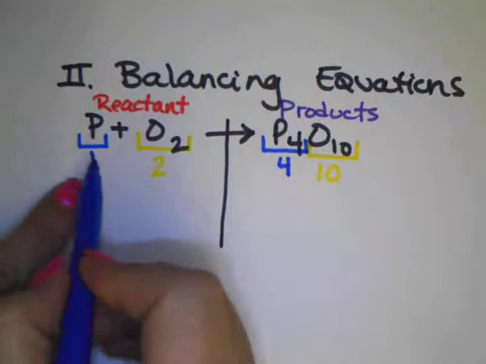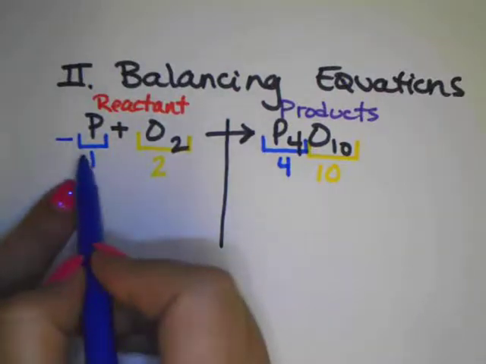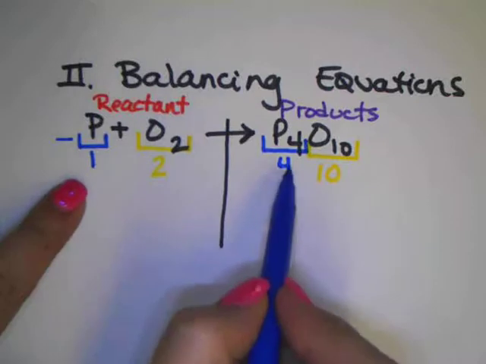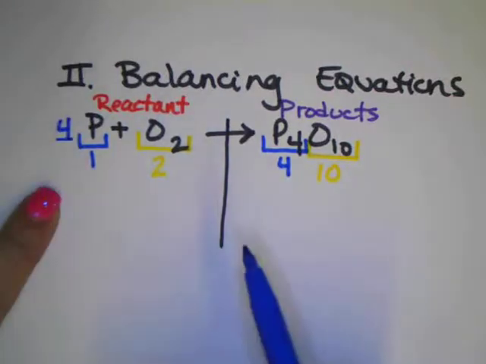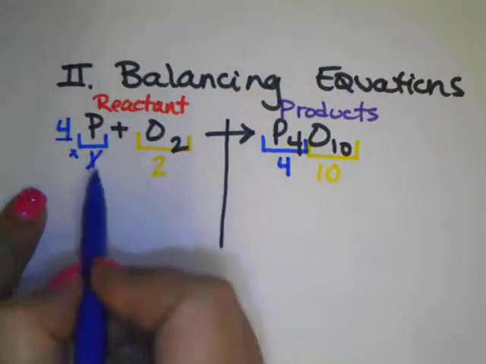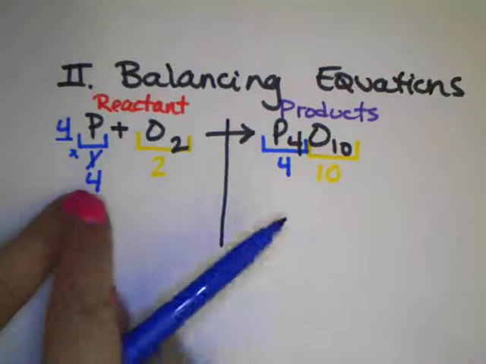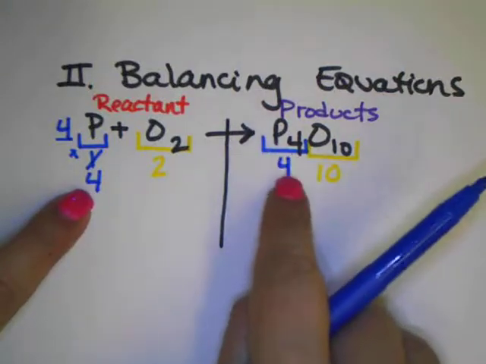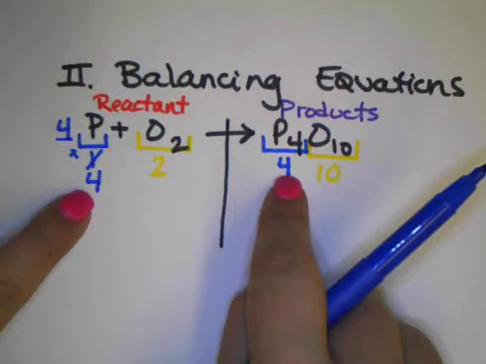So I need to say, what number should I put right here in front of the P, that when I put that number and multiply it by 1, I'll get 4. If I put a 4 right here and I say 4 times 1, 4 times 1 is equal to 4. If I do that, then I have 4 phosphorus on the reactants and 4 phosphorus on the products. So now those match and I'm done. I don't need to do anything else.